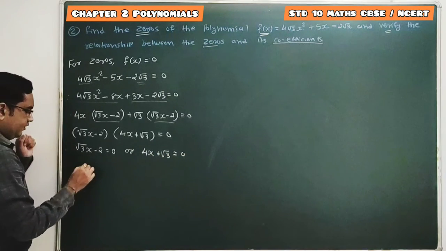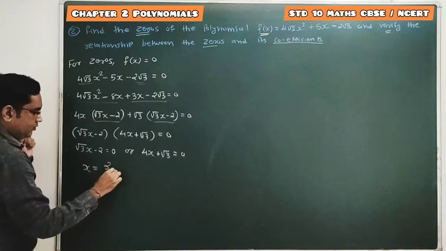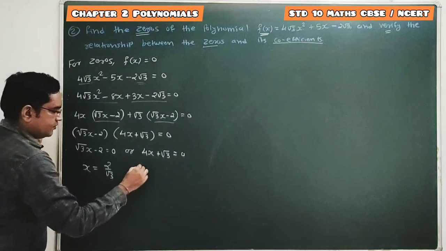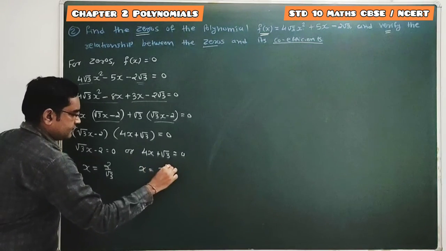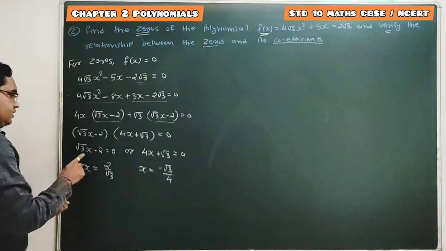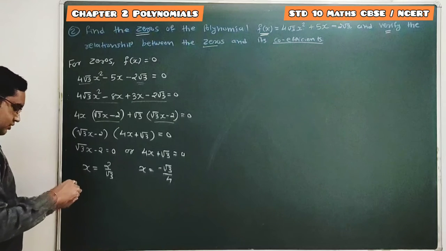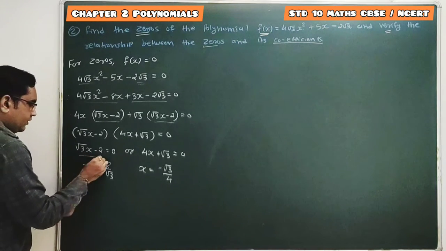And hence we get the value of x. So x is 2 upon root 3, and from this we can say the value of x is minus root 3 by 4. Minus root 3 by 4. This will be 2 by root 3. Done. So here these are the values of x.